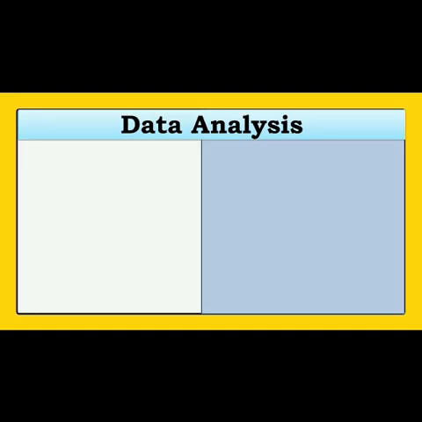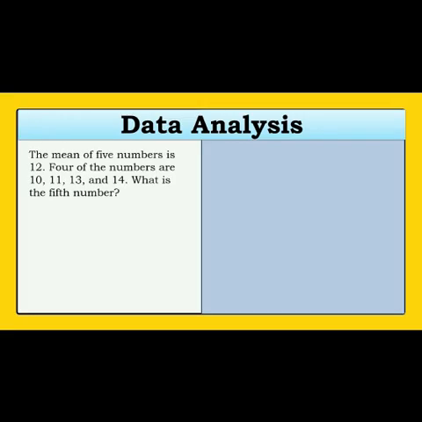Next, we'll learn how to find the mean, also called the average. The mean is a measure of central tendency that helps summarize data in a single number. The mean of 5 numbers is 12. 4 of the numbers are 10, 11, 13, and 14. What is the 5th number?